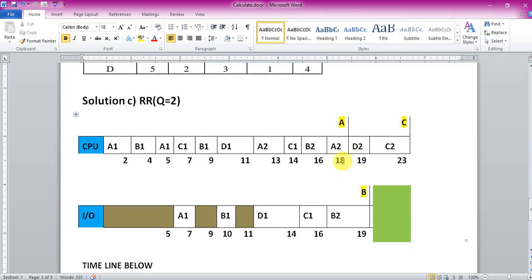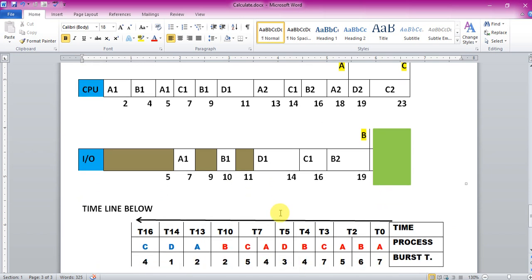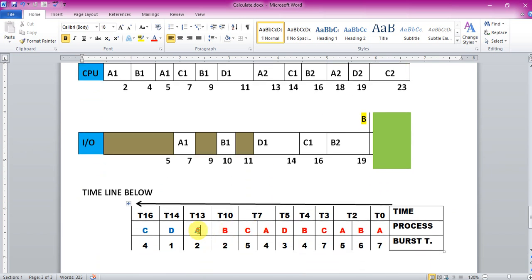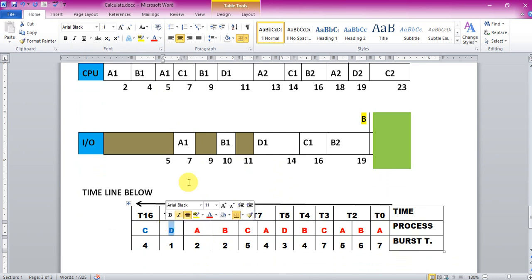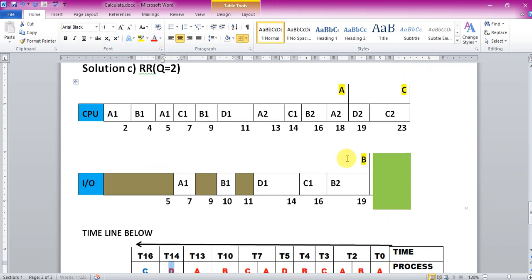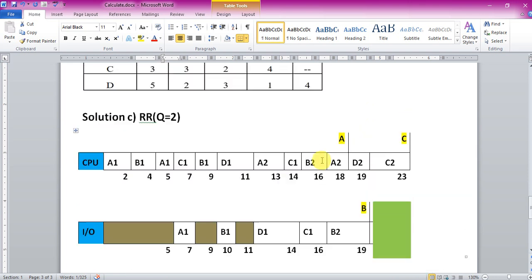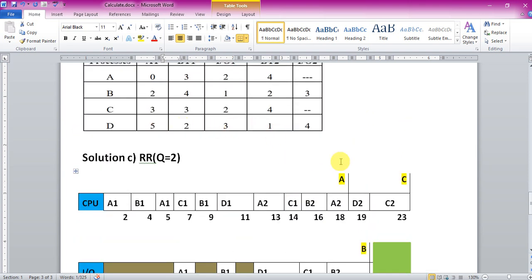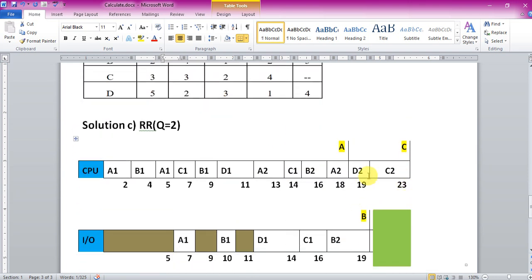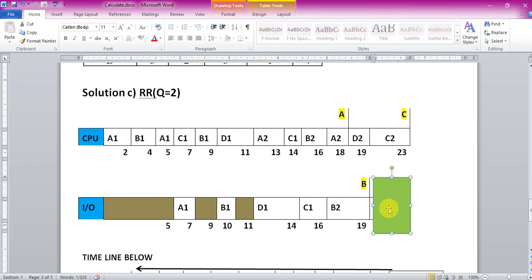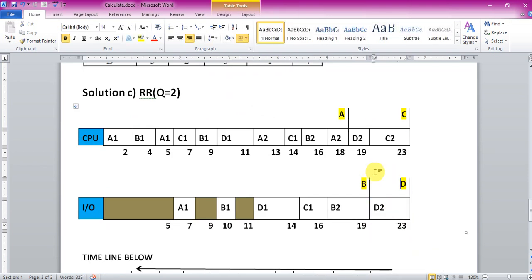Now in this case, A is the first process to leave the system. The second process to leave the system: after A, which process is there? Next one is D. After A, D takes a chance for its second half, which is only 1 unit. So from 18 to 19, we complete this at 19. The CPU time is also released.